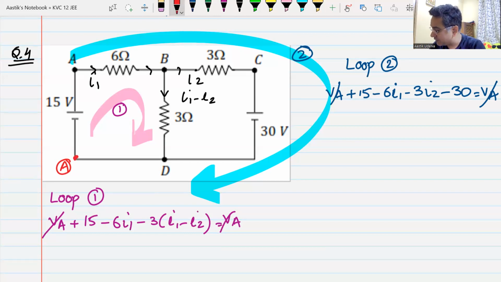What is the value of I1 you are getting from here? Now, you don't have to find the value of I1. You can straight away get the value of I2. What are the values of I1 and I2? I1 is 0. Then I2 is 5. Ultimately, the answer is 5 amperes. Do you understand this? Yes or no?